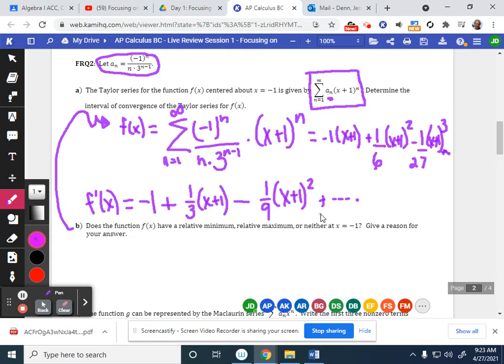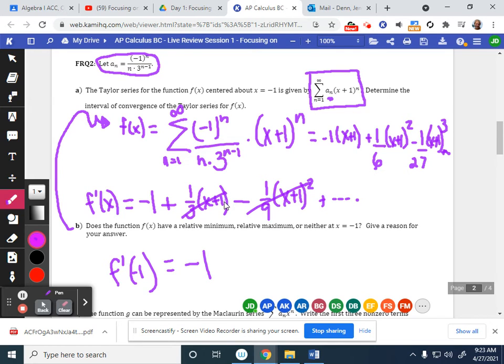So what's happening when x is -1? We want to know, do I have a min or a max or neither at x equals -1? Well, first let's just see what's happening to the derivative at x equals -1. If I plug -1 into the derivative, this is going to become 0, this is going to become 0, and I'm going to have -1.